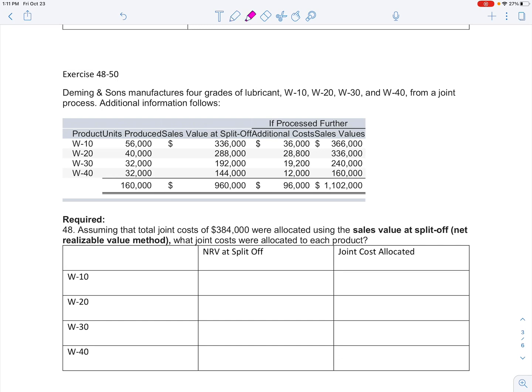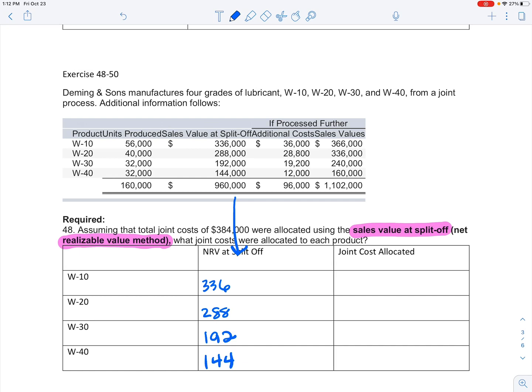First one is split off at net realizable value. So let's show you how to do that one. So first thing you're going to do is pull in that value at split off, which they're giving to you. I'm just bringing those numbers down here. I'm going to drop off the zeros just so you can have more room for writing. So this first one was 336, second one 288, third one was 192, fourth one was 144.